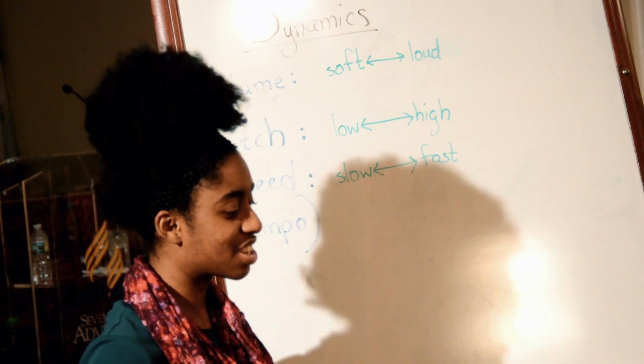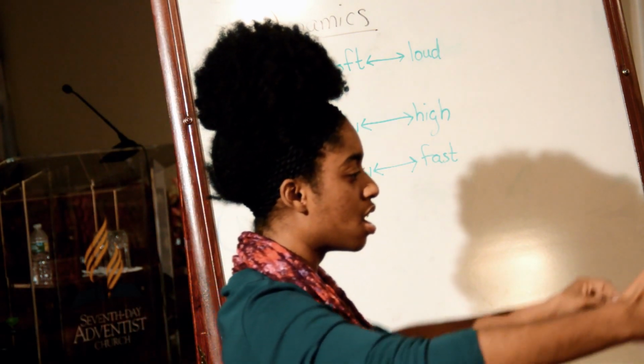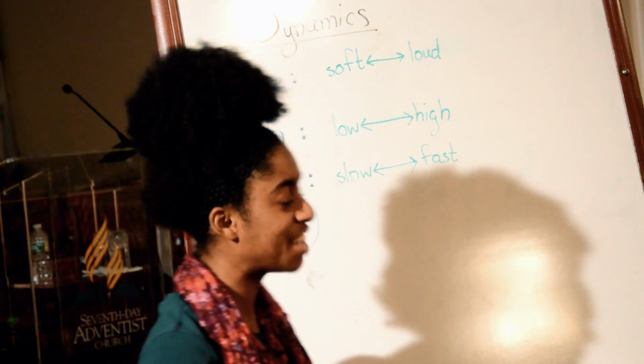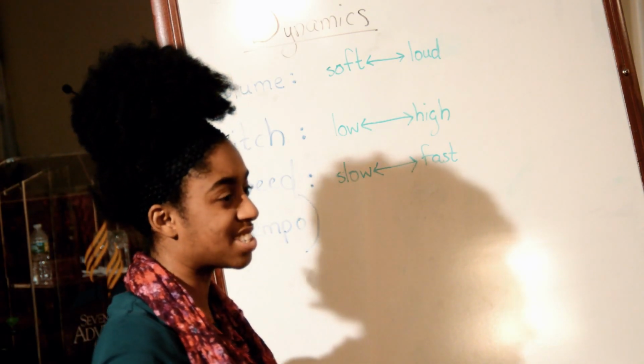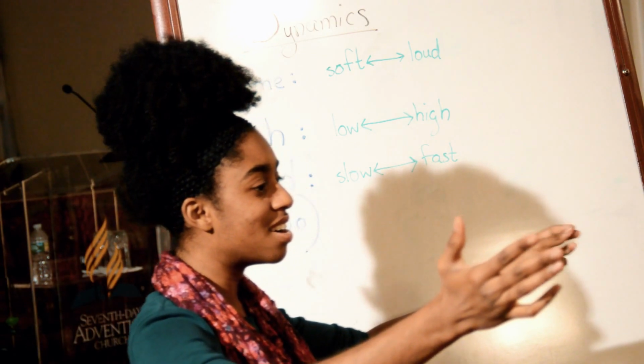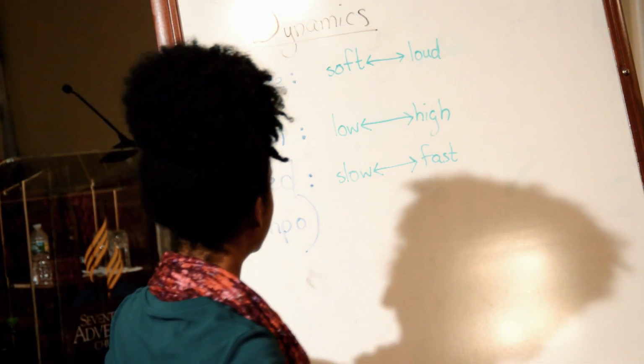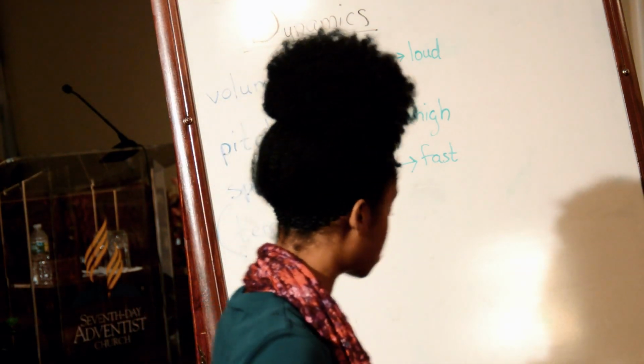A. Ready? Go. A. All right, and we're going to decrescendo with that same vowel. Ready? Go. A. All right. So now we're going to try something called sforzando.